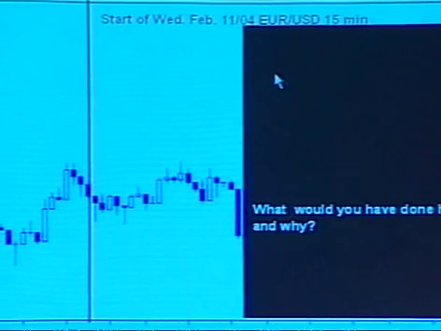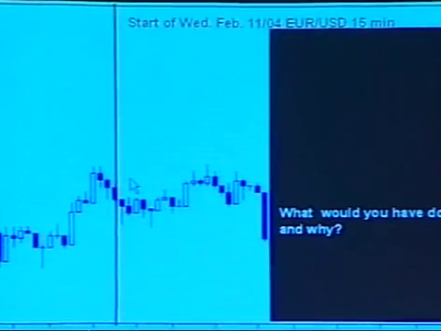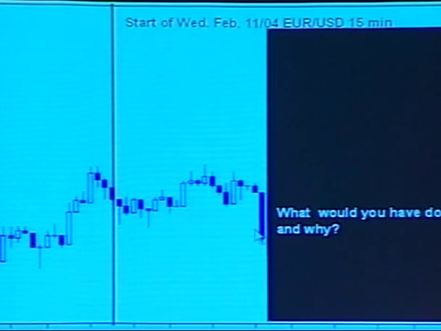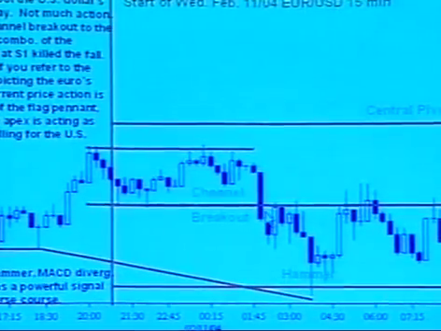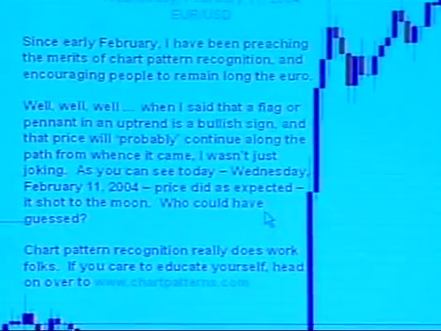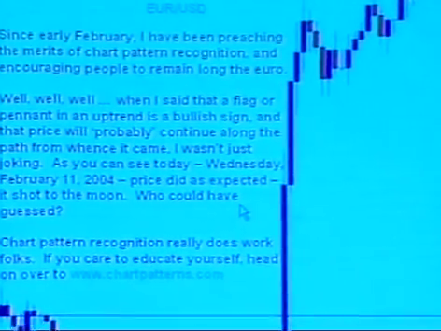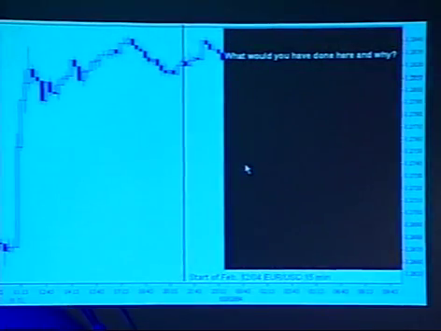Okay, sports fans. What I see here is price is in some sort of a channel, at least it's channeling across. And it looks like price is breaking out of the channel here. This is a news day. This was the euro reacting to news. Sure looks like it.